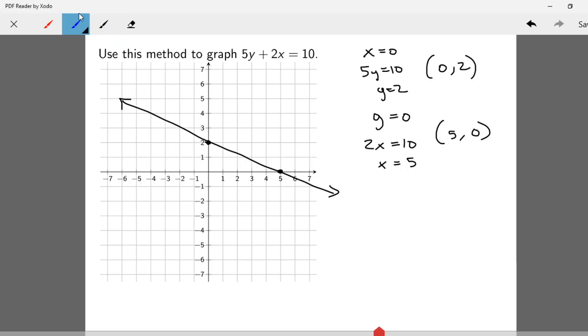What if we did it the other way? We'd have 5y plus 2x is equal to 10. 5y is equal to minus 2x plus 10. Y is equal to negative 2/5 x plus 2. So we start at (0, 2). We go to the right 5, 1, 2, 3, 4, 5. And then negative means we go down 2, 1, 2. There's our next point. It's the same line. Cool.